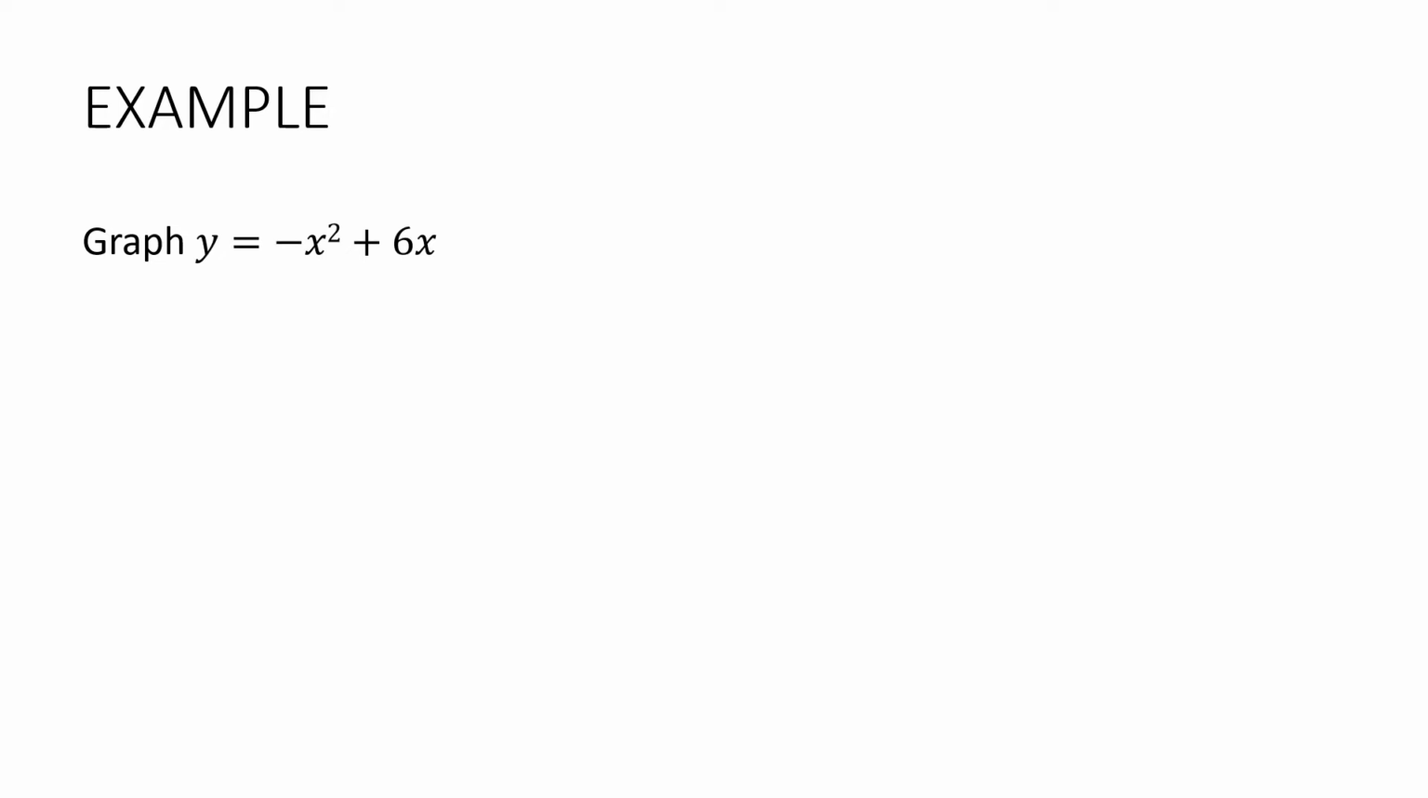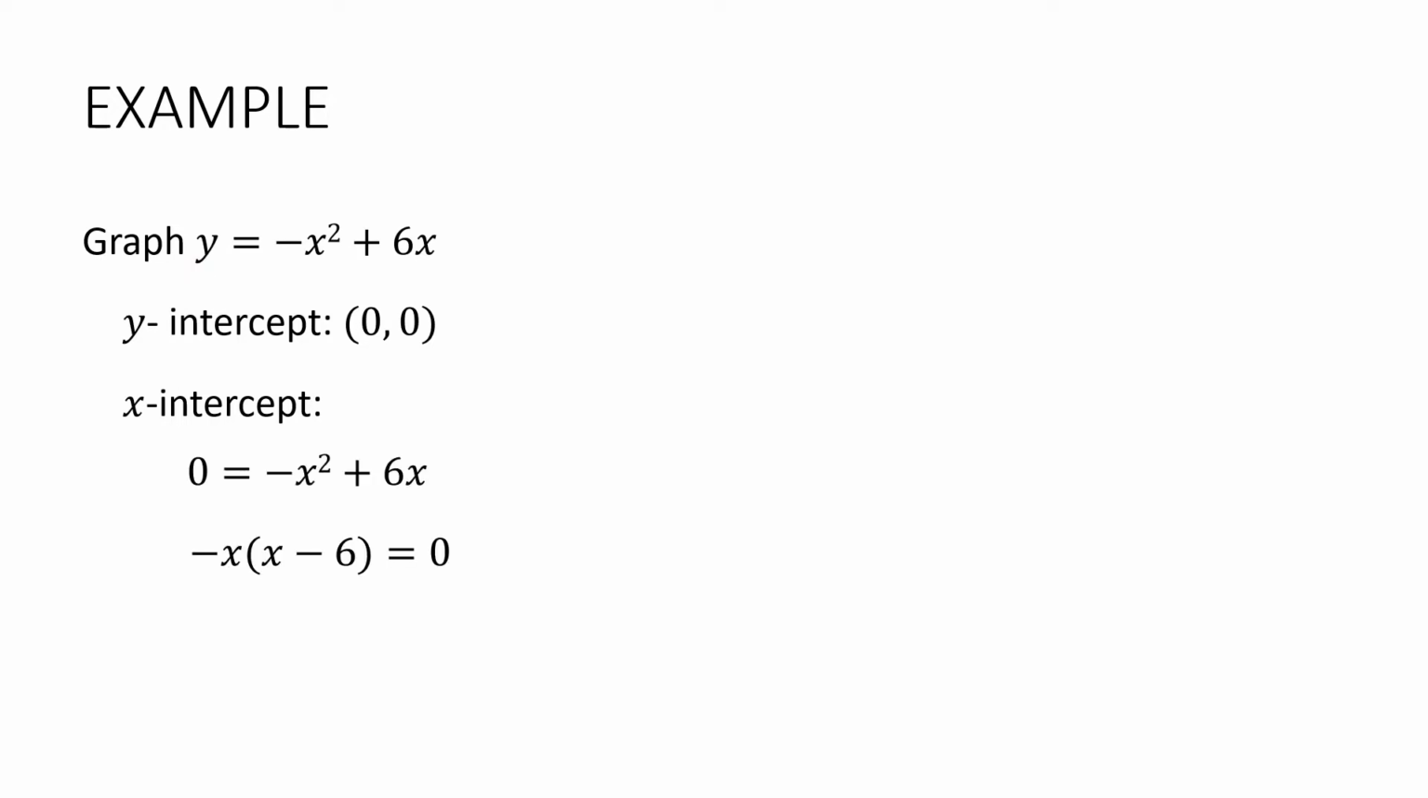Let's do the y-intercept first. x is 0, y is equal to 0. So the y-intercept is the point (0, 0). Now the x-intercepts, we're going to substitute in y is equal to 0. Factorise and solve. x is either equal to 0 or 6. So the x-intercepts are (0, 0) and (6, 0). You can see how we've got the same point here.